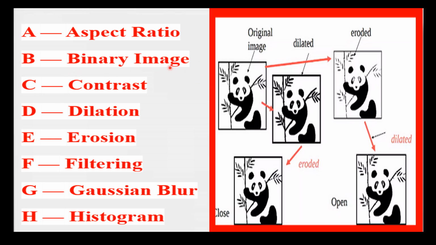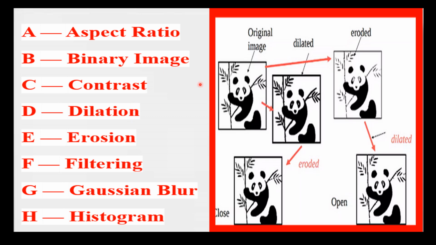Then comes binary image. A binary image is an image represented by only two colors, usually black and white. For example, a binary image of a handwritten digit might have the digit represented in white on a black background. Then comes contrast, which is the difference in brightness between adjacent pixels in an image. If you increase the contrast, it can make the image appear sharper and more defined.